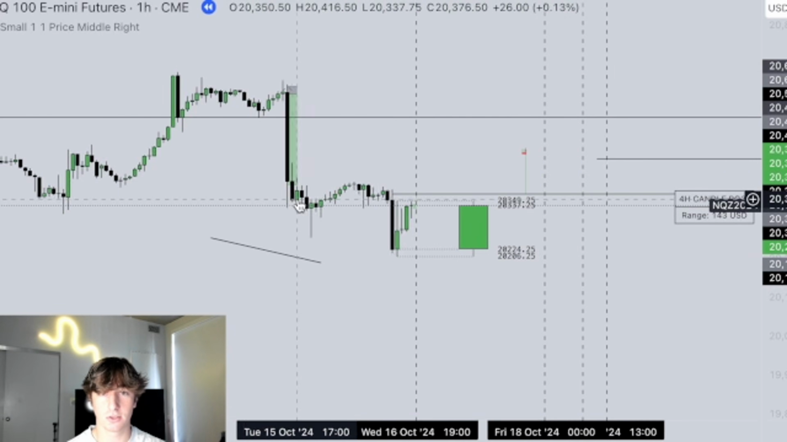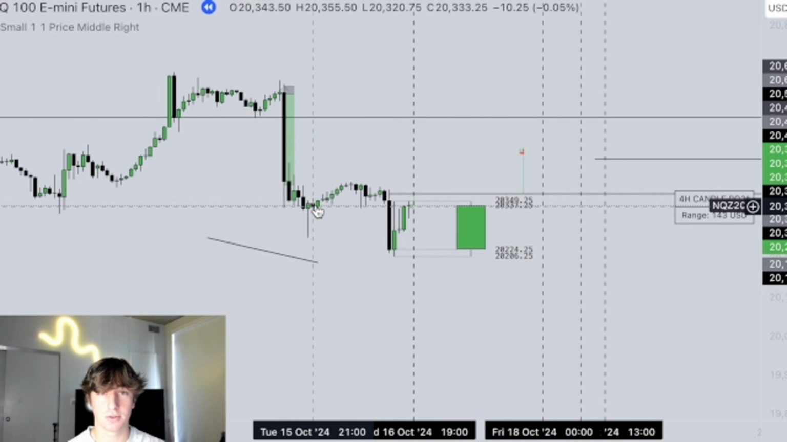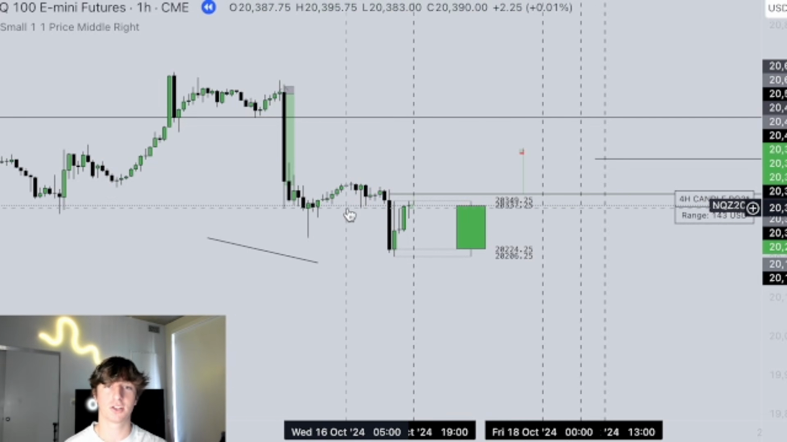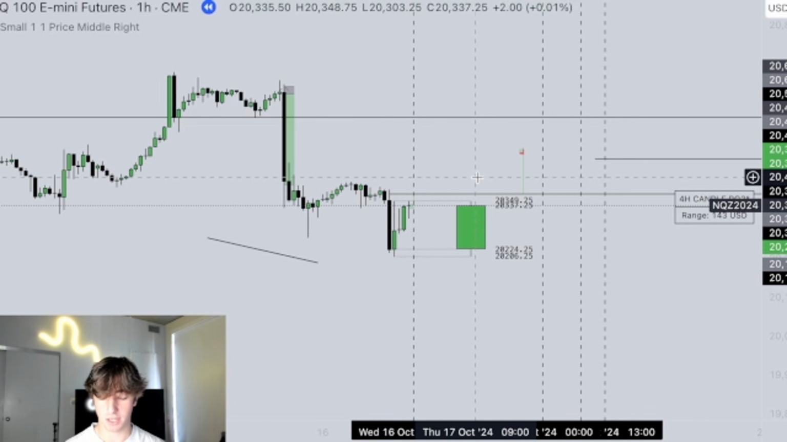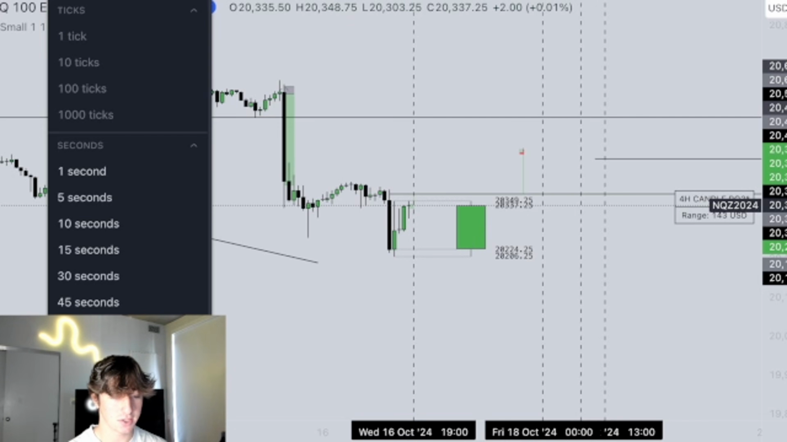Now, what does this also look like to me? PO3. We have accumulation, New York reversal. We have London and Asia, or Asia and London accumulation. We take out those previous session lows and we immediately get a reaction back up. So I'm bullish on the day. Let's hop on to the lower time frames.